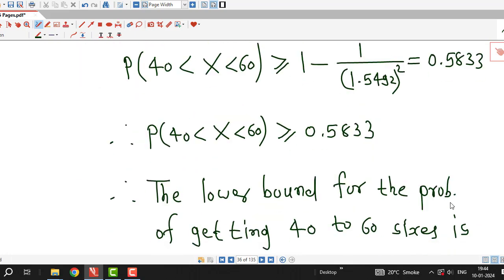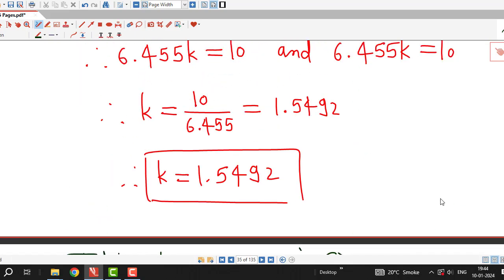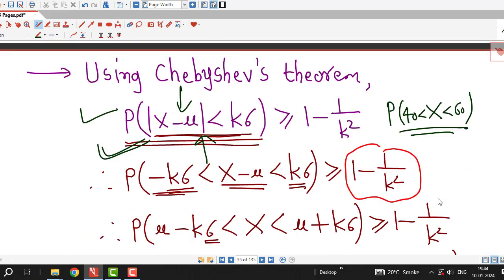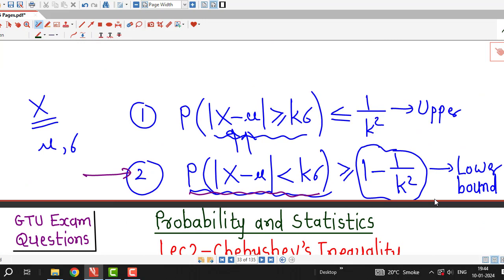Sometimes they ask this type of question to determine the lower bound or upper bound for the required probability, and those types of questions can be answered using Chebyshev's inequality. If they ask to determine the upper bound, use this inequality. If they ask to determine the lower bound, use this inequality.